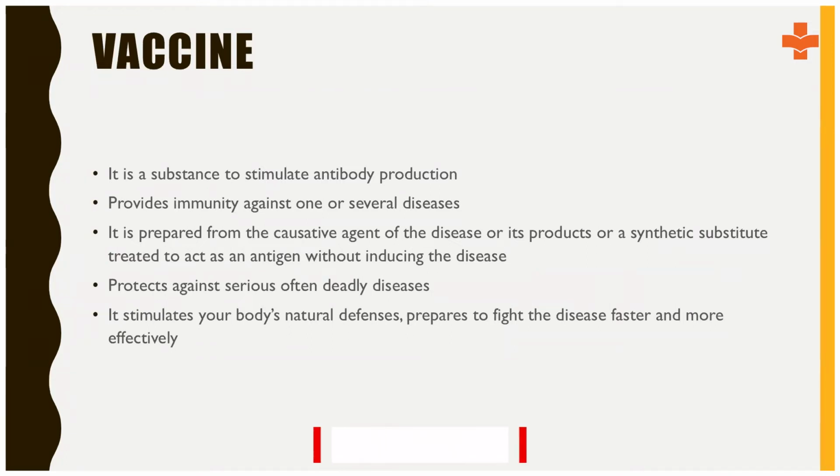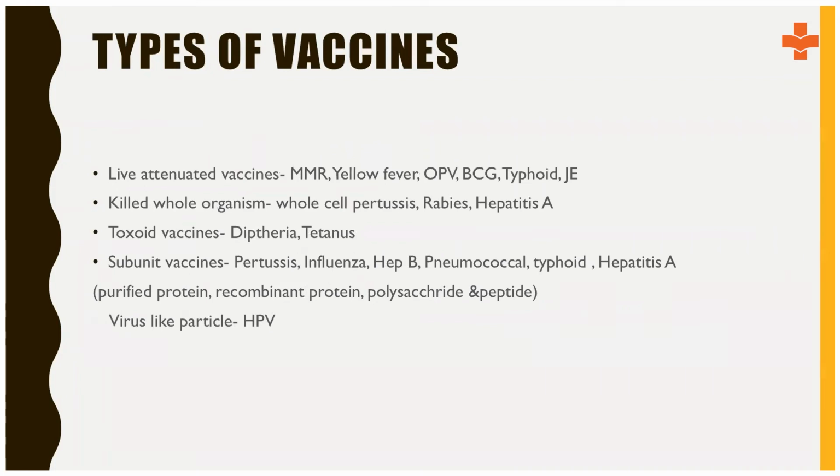So the goal of all vaccines is to elicit an immune response against an antigen, so that when the individual is again exposed, a much stronger secondary immune response will result. So we aim these vaccinations against serious and often deadly diseases. So what are the types of vaccines we have?